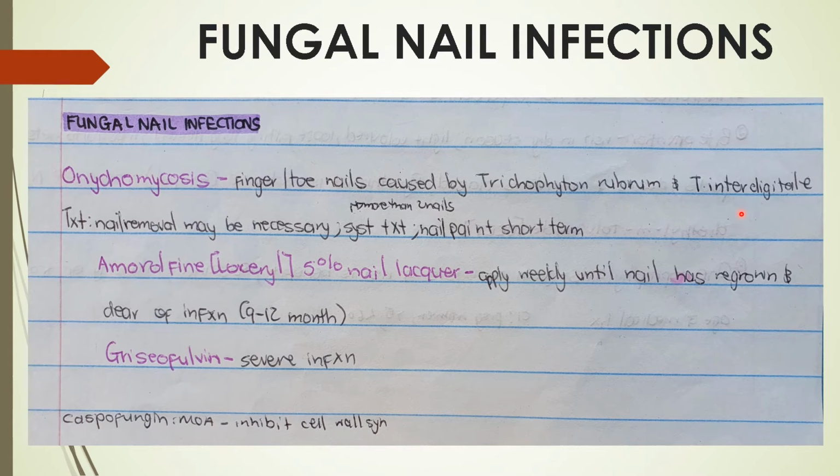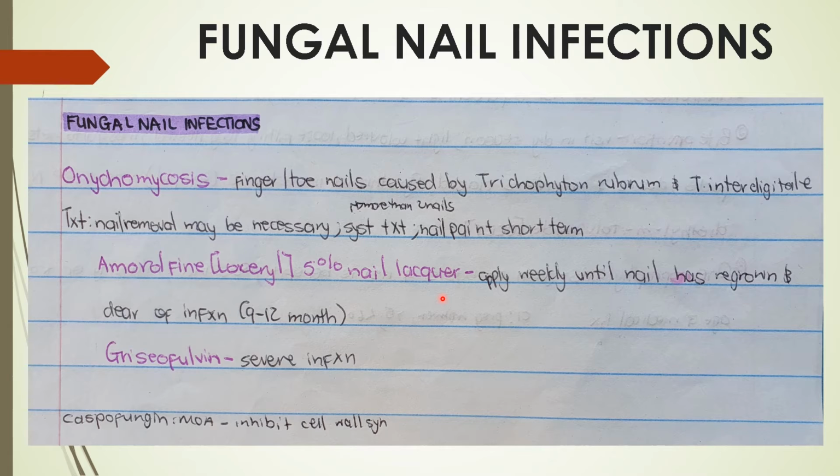You require systemic treatment if more than 2 nails are infected, and then a nail paint is used short term. And then obviously if that does not work, they'll use systemic treatment where you take it orally. And then if that does not work, then they have to remove the nail. So the first one is amorolfine or Loceryl 5% nail lacquer. So it's the nail paint. You apply it weekly until the nail has regrown and is clear of infection. This might take about 9 to 12 months.